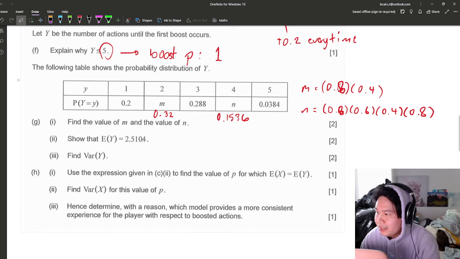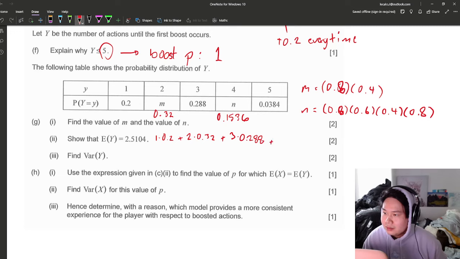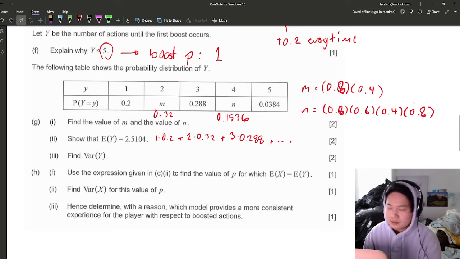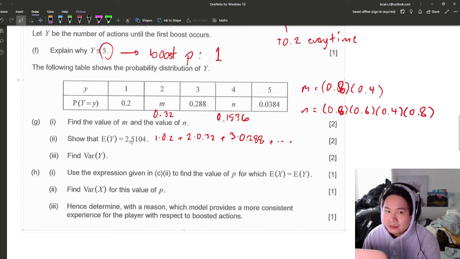Next, show that E(Y) is this. Okay, because we filled out the table, you just calculate the expected value of Y. So that's 1 times 0.2 plus 2 times 0.32 plus 3 times 0.288 and so on, right? We have all the numbers in the table, so just multiply these and sum them together. You should get 2.5104. And then next up we need to find the variance of Y.